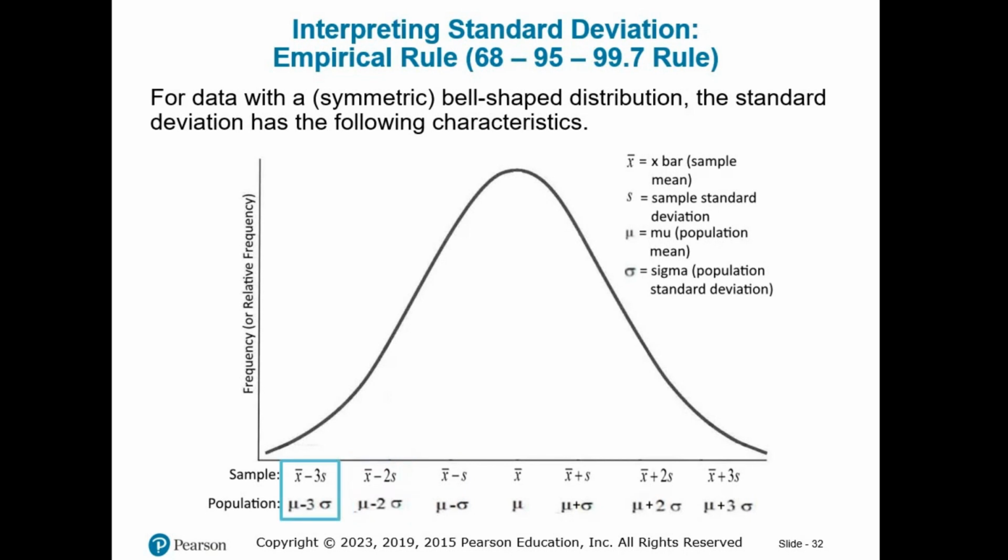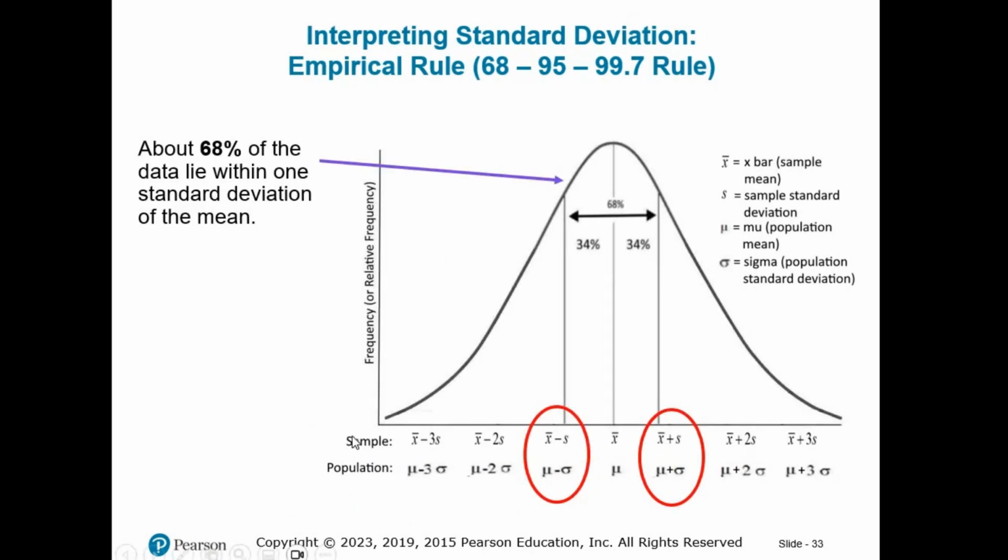Okay, now we have the layout. Let's see what the rule says. For data with a symmetric bell-shaped distribution, the standard deviation has the following characteristics. About 68% of the data points lie within one standard deviation of the mean. Since the graph is symmetric, this means we also know that half of that 68%, or 34%, will lie to the left of the mean, or center, and 34% will lie to the right. Notice where this hits our labels at the bottom. One standard deviation greater than the mean and one less than the mean. 68% of all the data in a symmetric data set lies within one standard deviation.